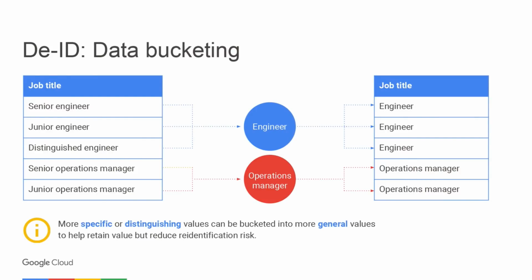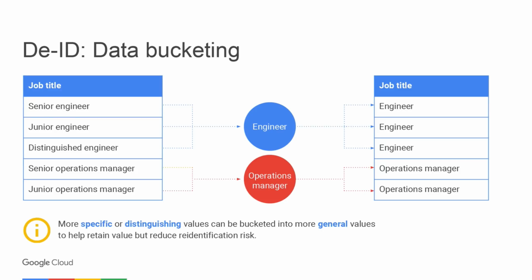Another technique is bucketing or generalization. And we're going to show one example of this here using something that's sometimes referred to as a quasi-identifier. This is a type of data that isn't as obvious as a direct identifier, something maybe like a phone number or email address, but still could be pretty identifying. In this example, we're showing job titles like senior engineer, junior engineer, distinguished engineer, and we are bucketing them into something a little bit less distinguishing, which in this case would just be engineer.